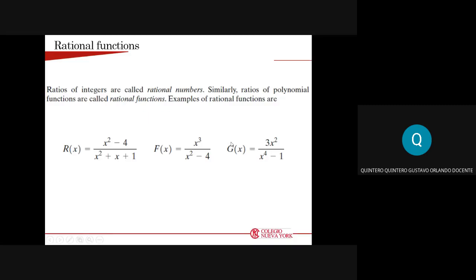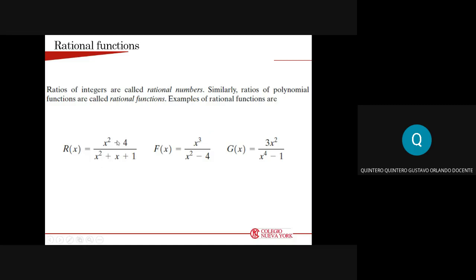The easiest way for me to explain that is with a couple of examples. Here on the screen, I am showing you 3 examples of rational functions. Now, why do we call them rational functions? These are called rational functions because they are the ratio between two things, in this case two functions. We have one function in the numerator and another one in the denominator. This is a ratio.